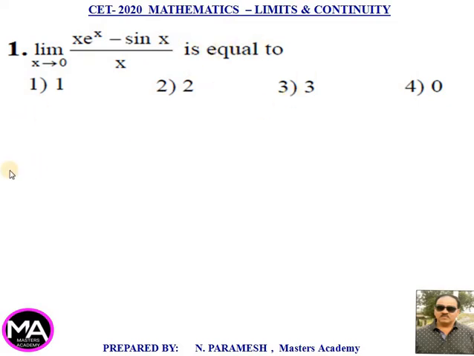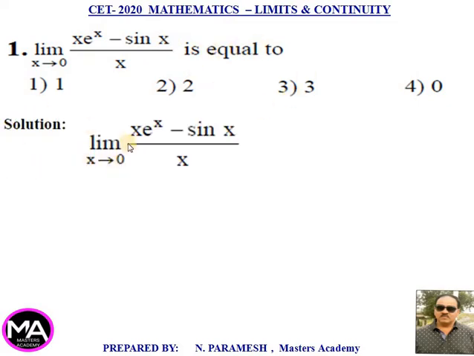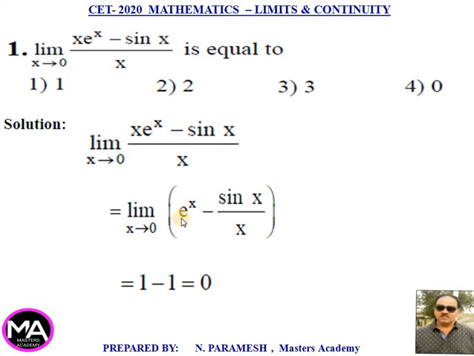First problem: limit as x tends to 0 of (x e to the power x minus sin x) divided by x is equal to, 4 options are given. Solution: limit as x tends to 0, x gets cancelled, e to the power x minus sin x by x. Applying the limit, e to the power 0 is 1, minus limit of sin x by x as x tends to 0 is 1. 1 minus 1 is 0, that is there in option fourth one.